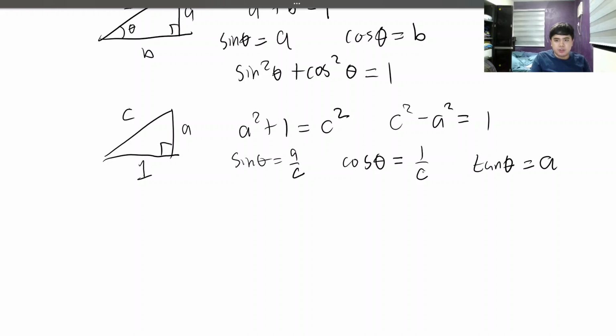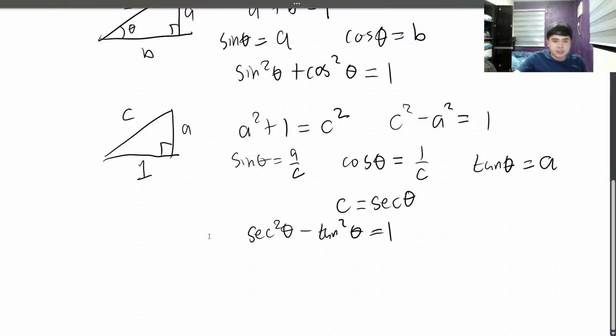To isolate c, we just multiply both sides by c and divide both sides by cosine theta. We get c equals 1 over cosine theta, or c equals secant theta. And we can substitute c here and a here. We get secant squared theta minus tangent squared theta equals 1. That's the second Pythagorean identity.